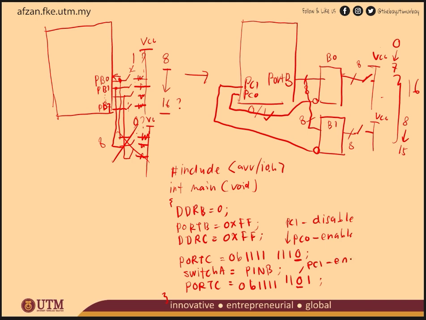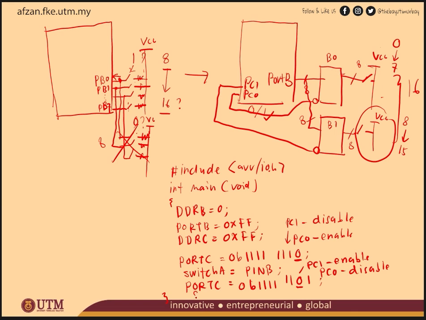PC1 you enable, PC0 you disable. Now because we are going to focus on this switch here, that's why PC0 we enable as PC1 we enable. So that we can read the switches from buffer 1, while PC0 we disable. So now the microprocessor will not read the switch that is coming from buffer 0.